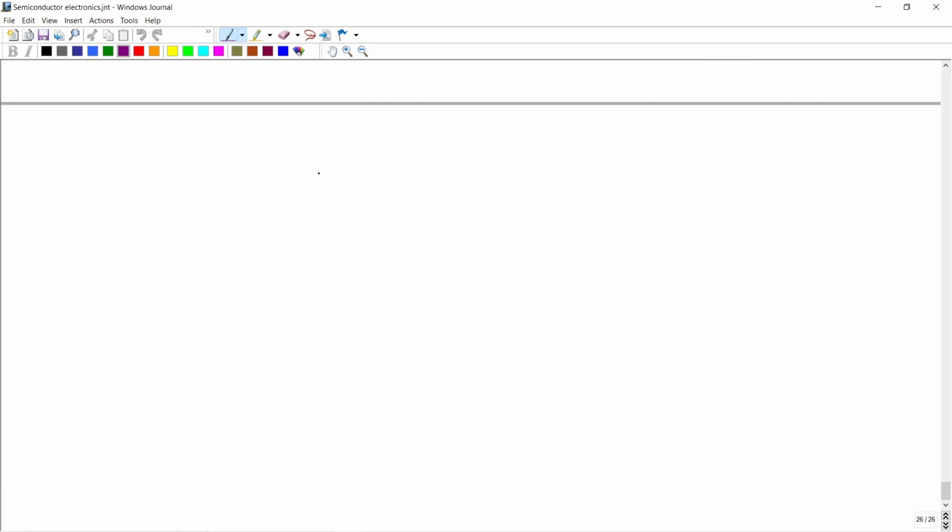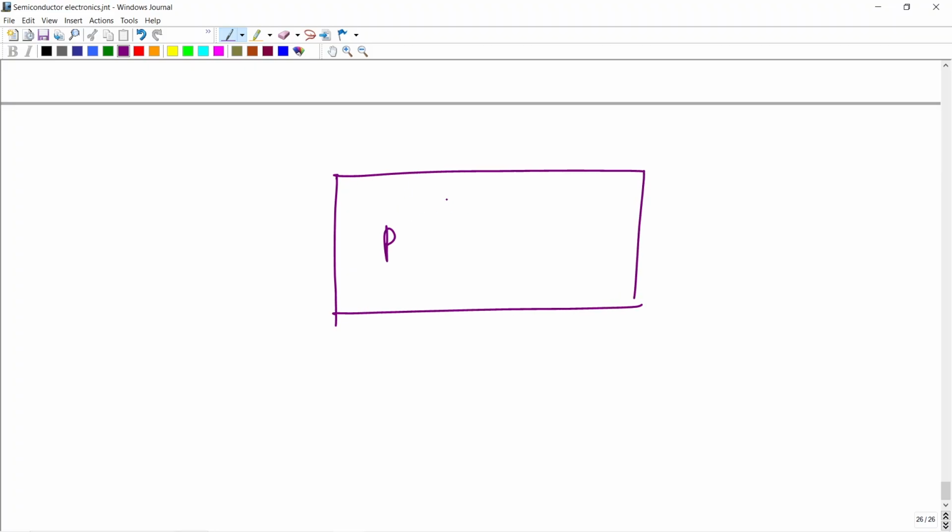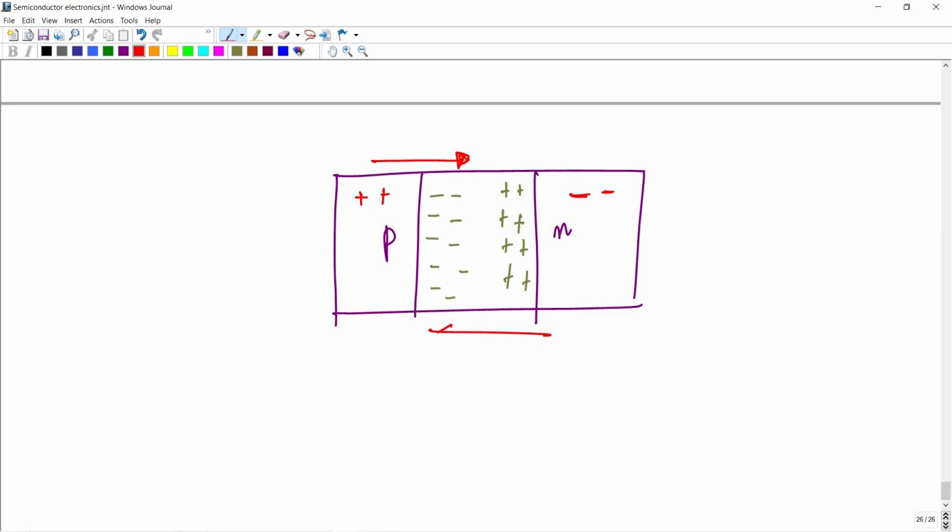So there is a p-type semiconductor, there is a junction, and that's the n-type semiconductor. Here is a huge number of holes, and there are electrons on the left side. When the diffusion is on, electrons diffuse from the n side to the p side, and holes diffuse from the p side to the n side. So the diffusion goes on.